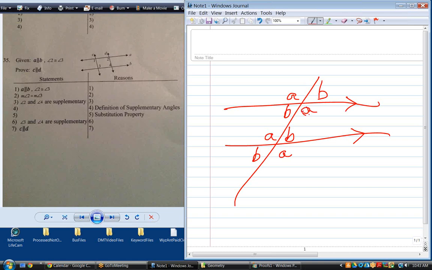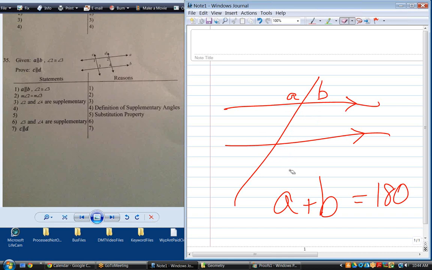The other thing I know is that A and B are supplementary. That's the only thing you really need to know about parallel lines and transversals, is that you really only create 2 angles and that they are supplementary. If I tell you this angle is 25 degrees, then you know this angle is 25 degrees.